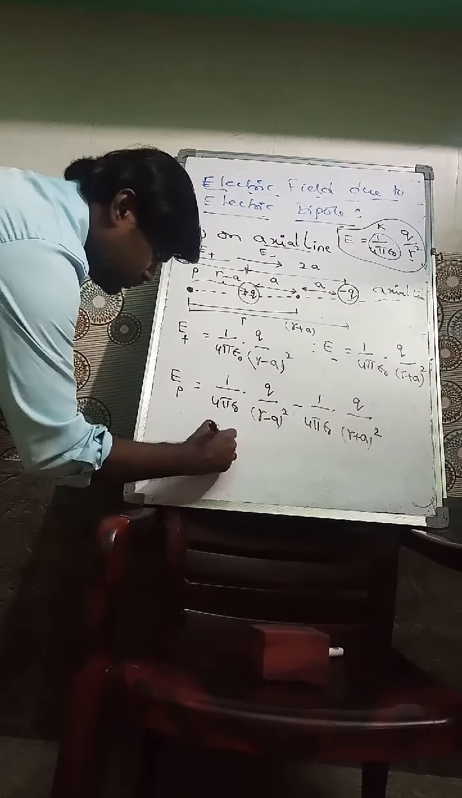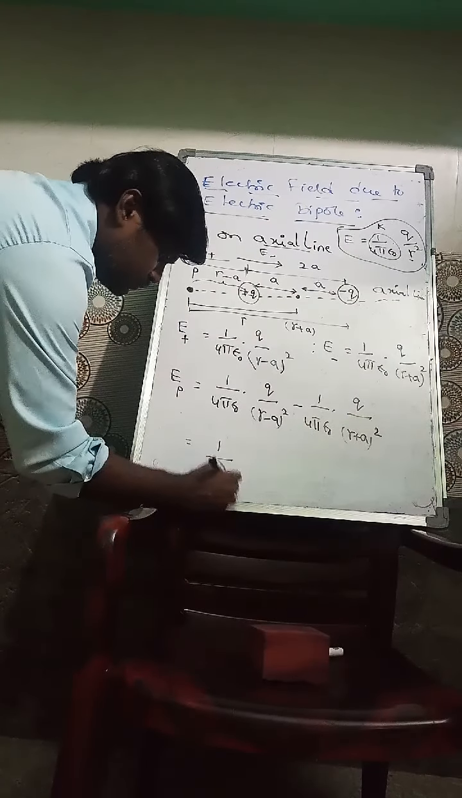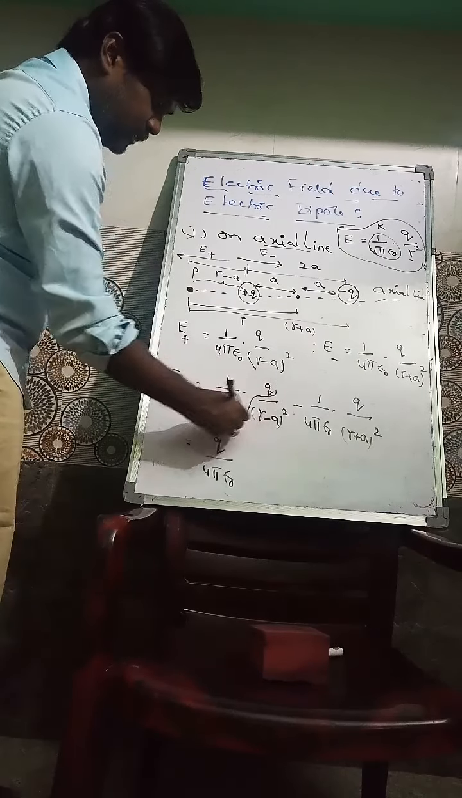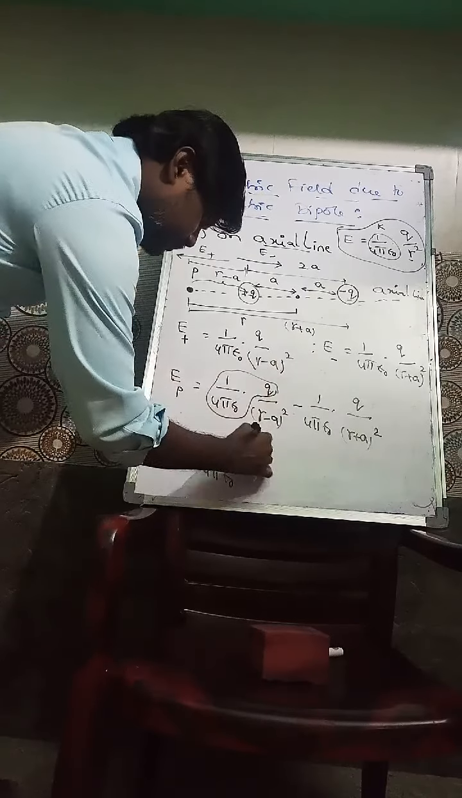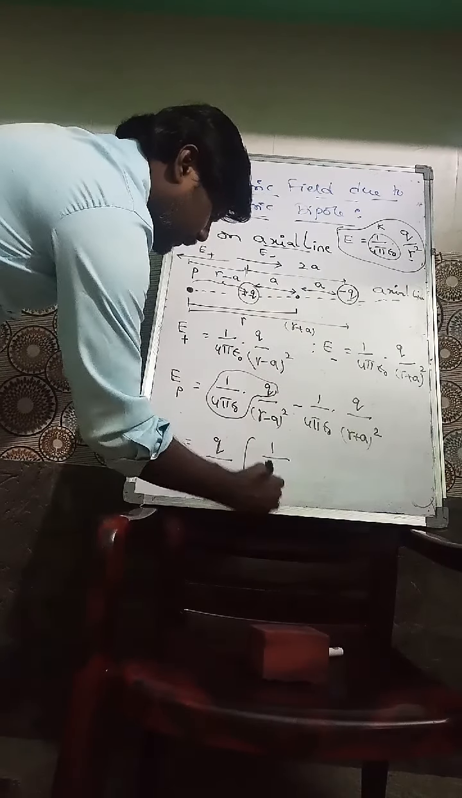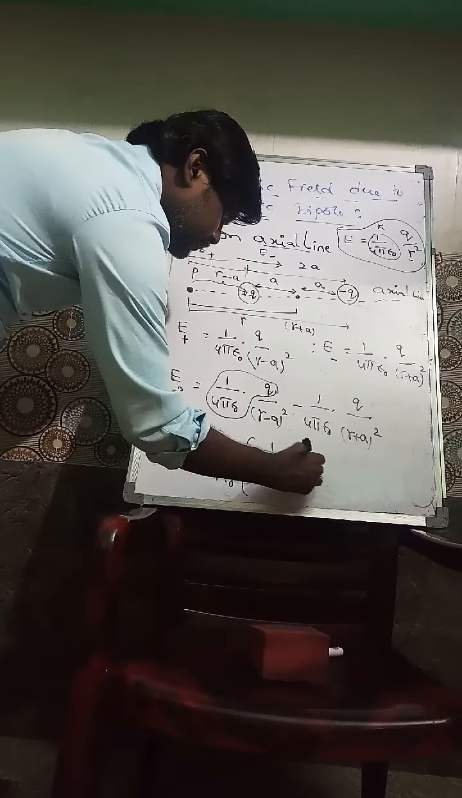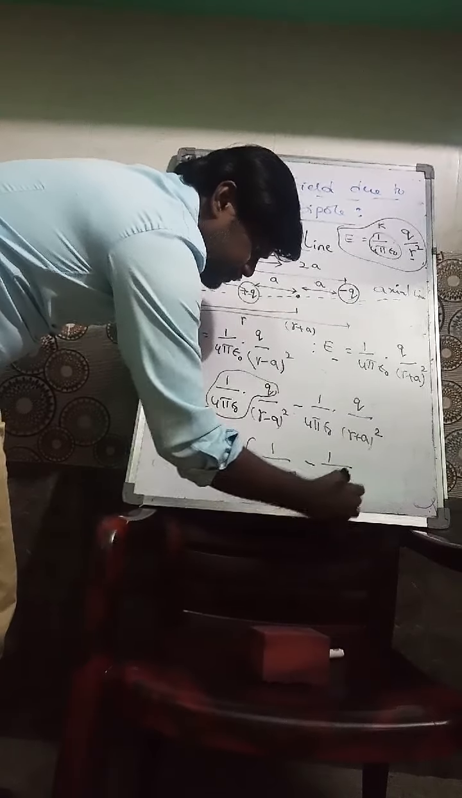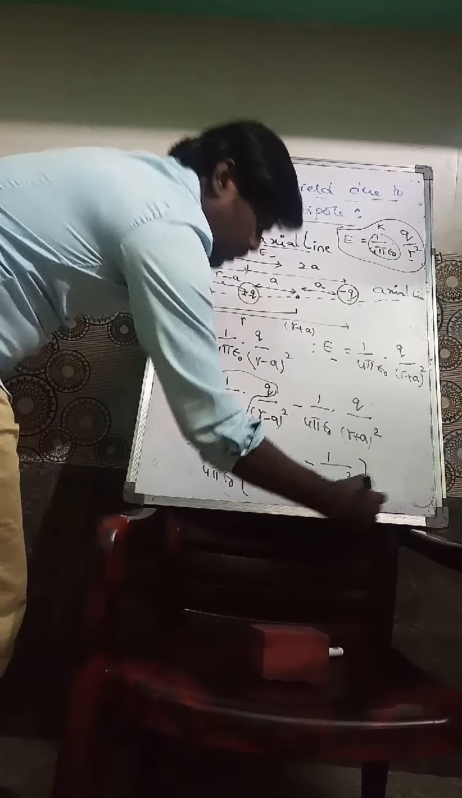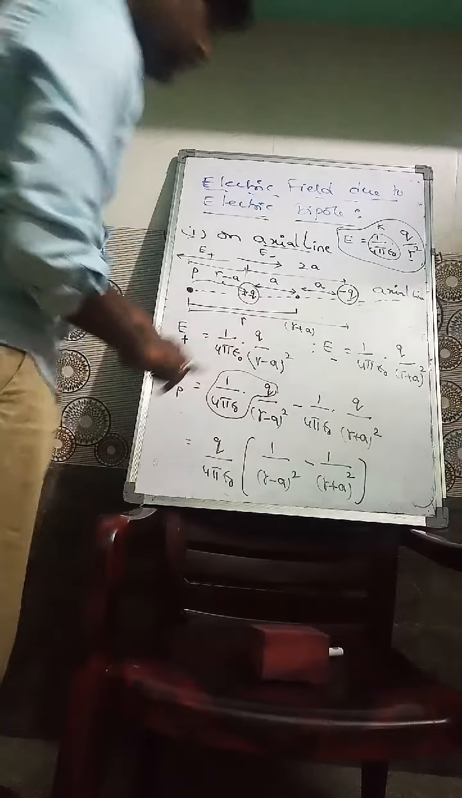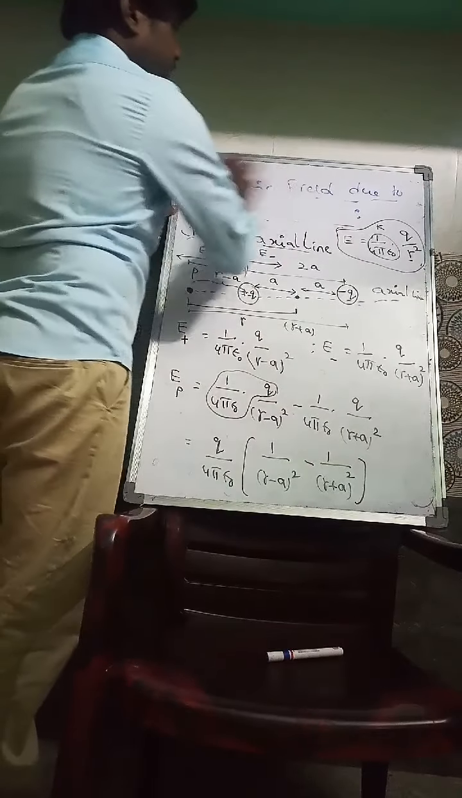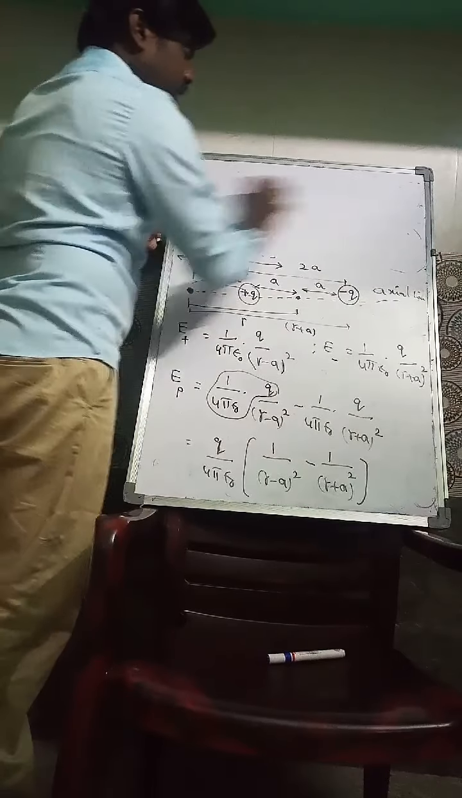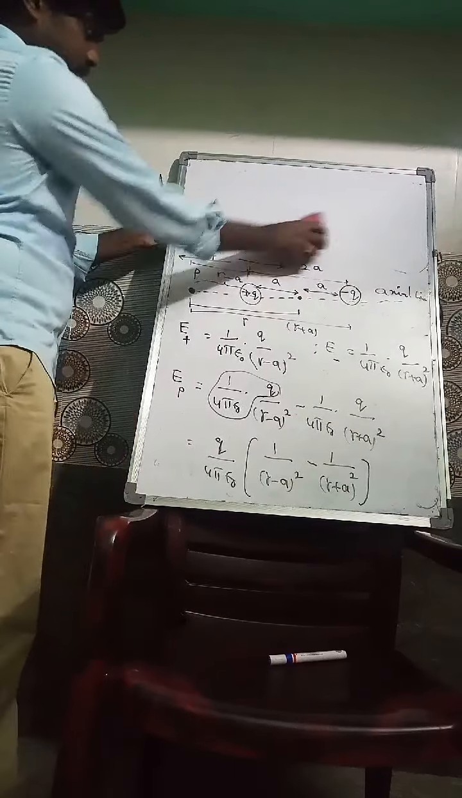So here, Q by 4 pi epsilon naught you can take as common. This is the common thing. Then 1 by (R minus A) whole square, minus 1 by (R plus A) whole square. And now we have to do the simplification of this. You must be good at mathematics to learn physics.